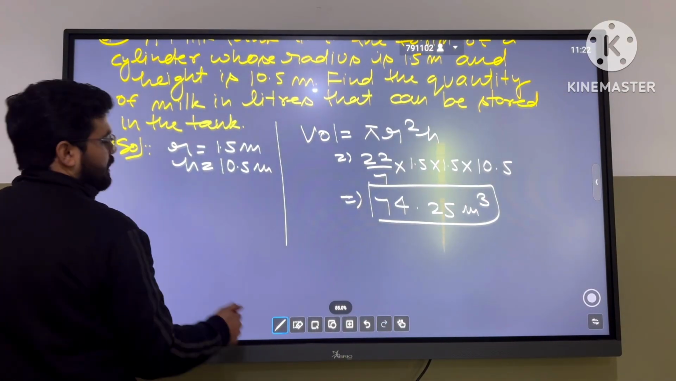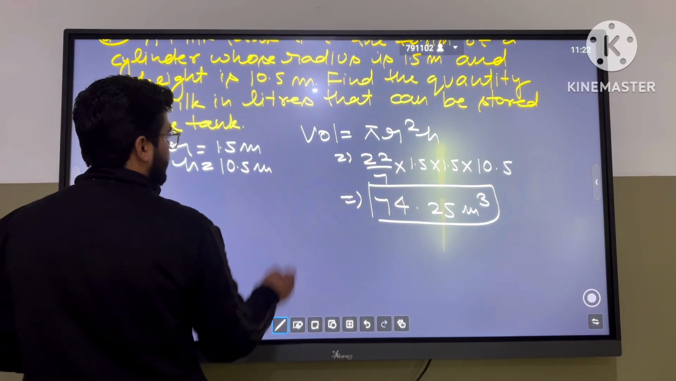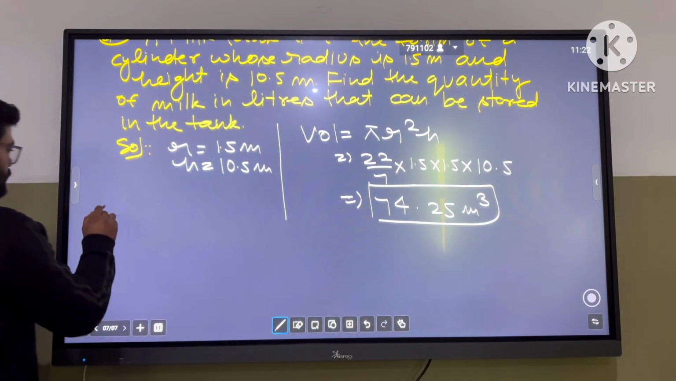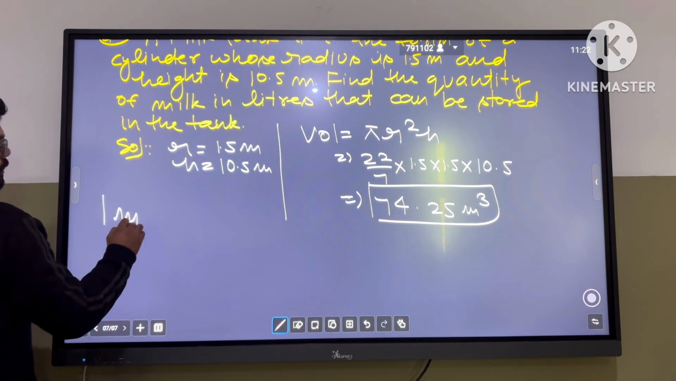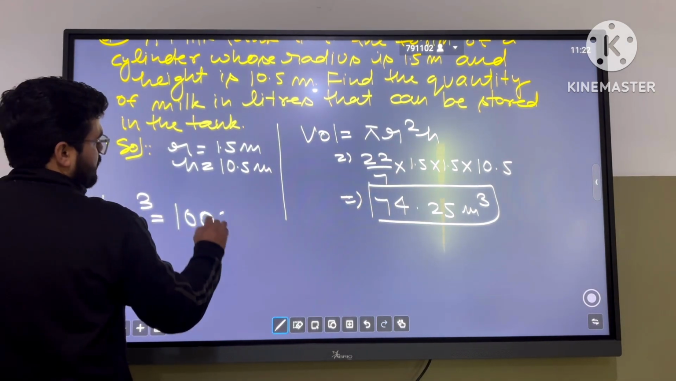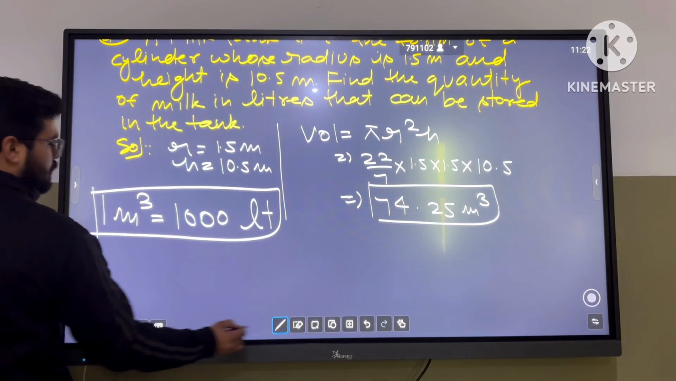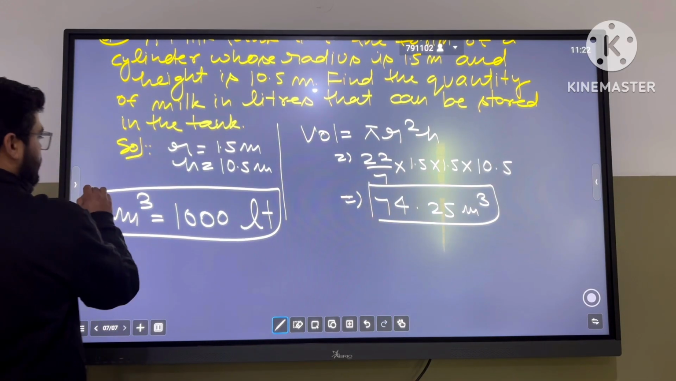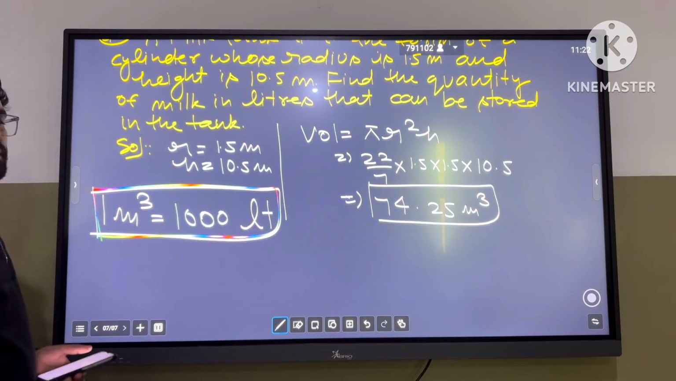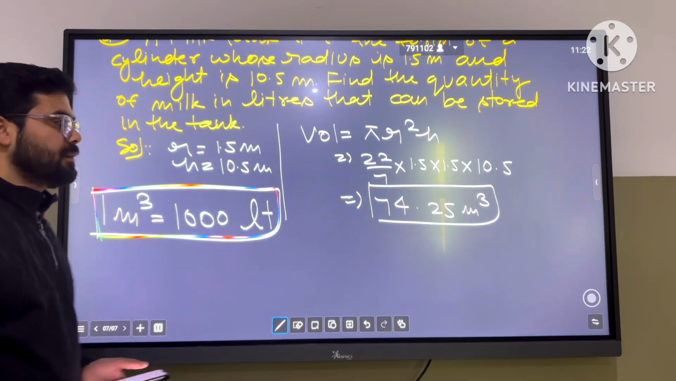Convert this meter cube in liters. Okay. So dear friends, 1 meter cube is equal to 1000 liter. So dear students, what is the value of 74.25 meter cube?